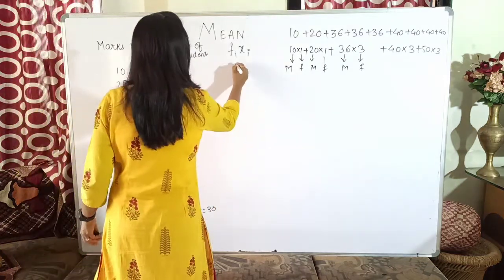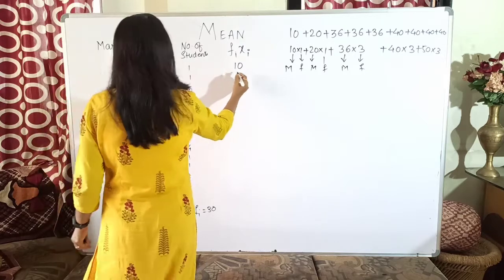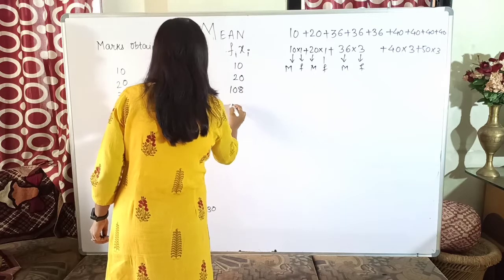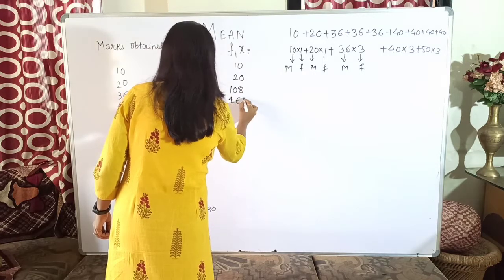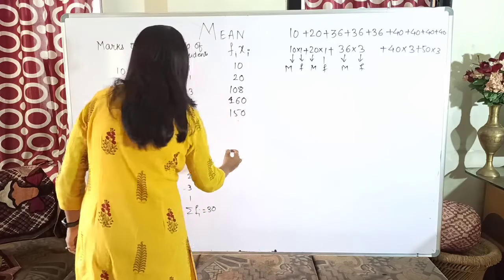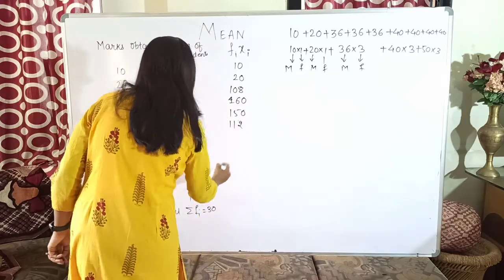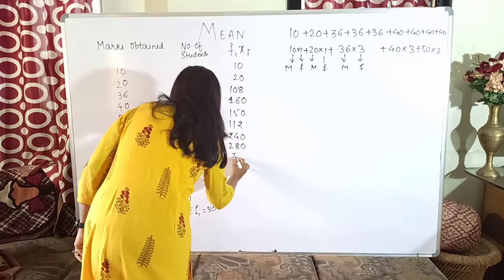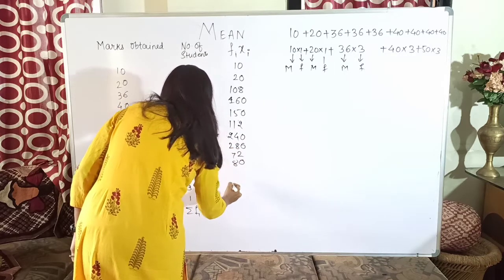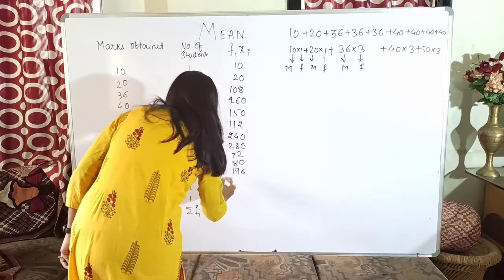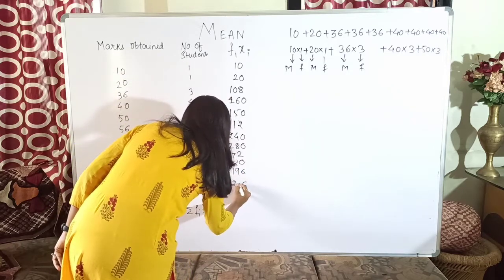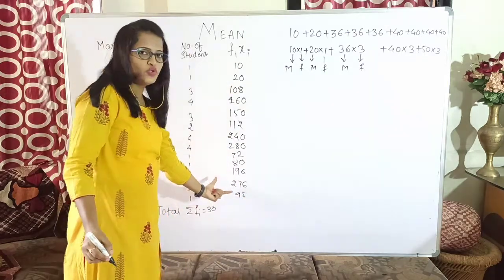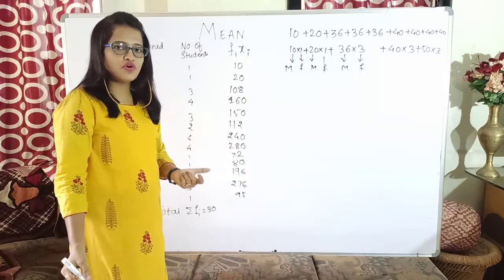So 10 into 1 is 10, then 20, 10, 160, 150, 112, 240, 280, 72, 80, 196, 276 and 95. Okay, so these are all the values when you multiply the frequency with their respective observations.